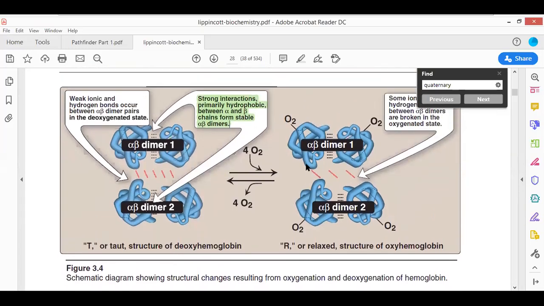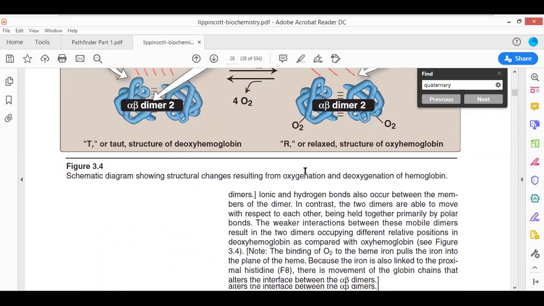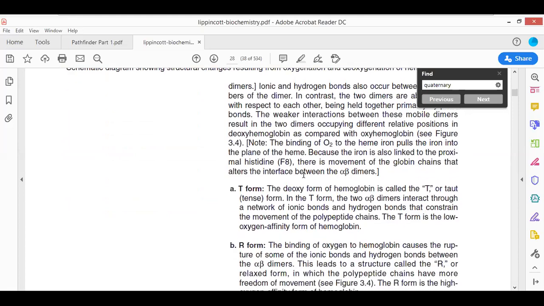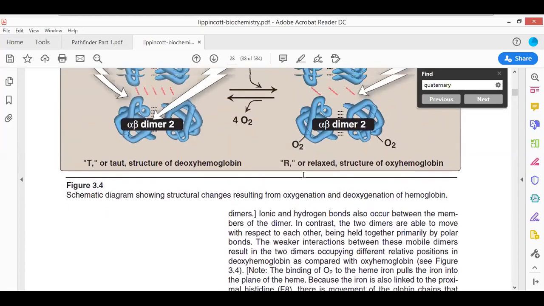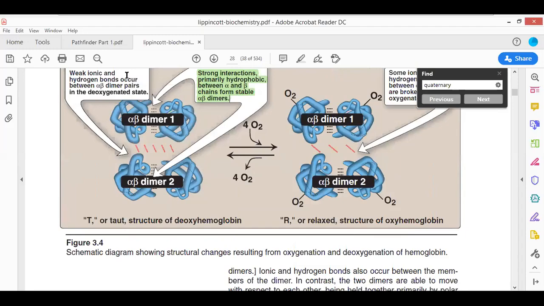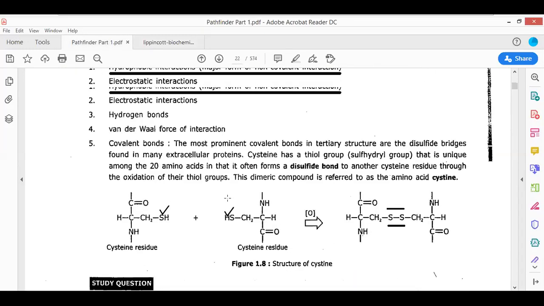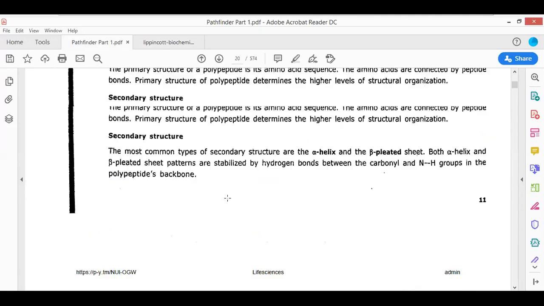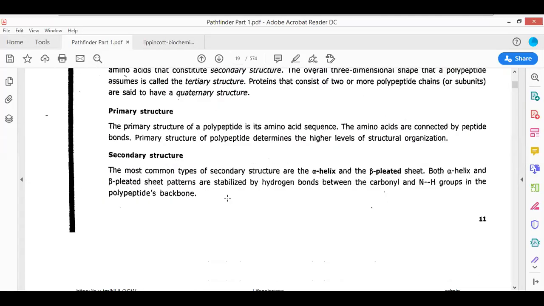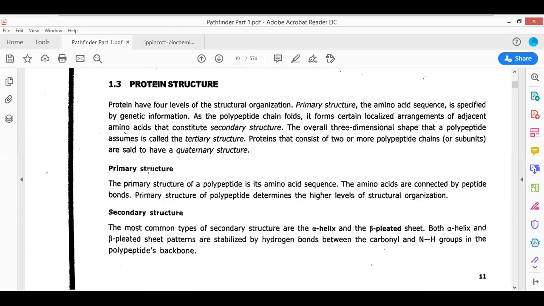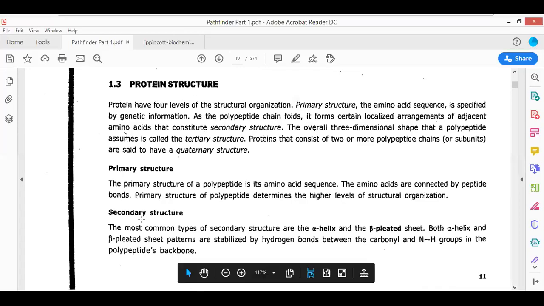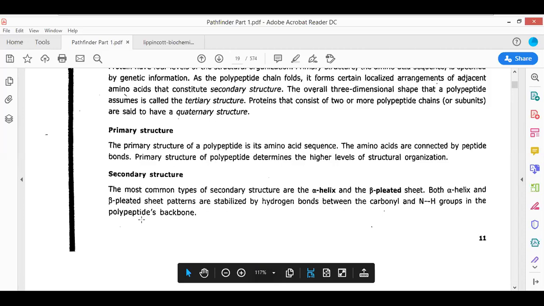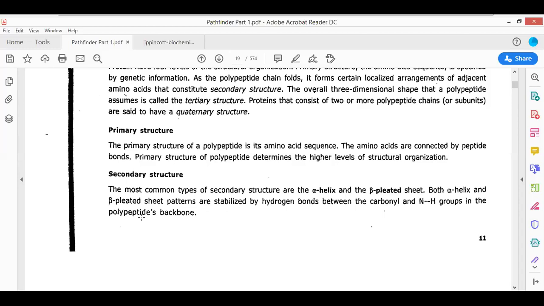So these are the interactions present in the quaternary structure of protein. That's all for the structure of proteins. Now just a short reminder. The most important and basic question is which structure has which type of bond. Peptide bonds are present in the primary structure. The secondary structure has hydrogen bonds. The tertiary structure has hydrophobic interaction. The quaternary structure can have several different types of non-covalent interaction.